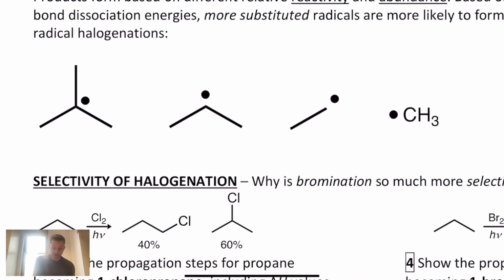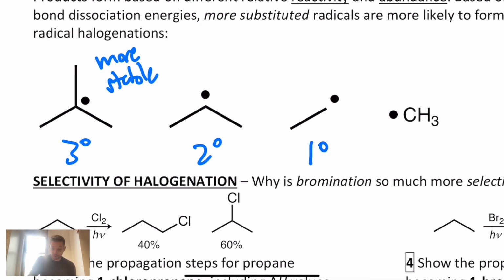The first thing to pay attention to is that not all radicals are created equally. The more substituted your radical is, the more stable it is. For example, on the left here I have a tertiary radical. That's a carbon with a dot and 3 carbons attached to it. That's why we call it tertiary. That is more stable than a secondary radical with only 2 carbons attached, which in turn is more stable than a primary radical with only 1 carbon attached, which in turn is more stable than a methyl radical. That's the least stable of the options in front of you.